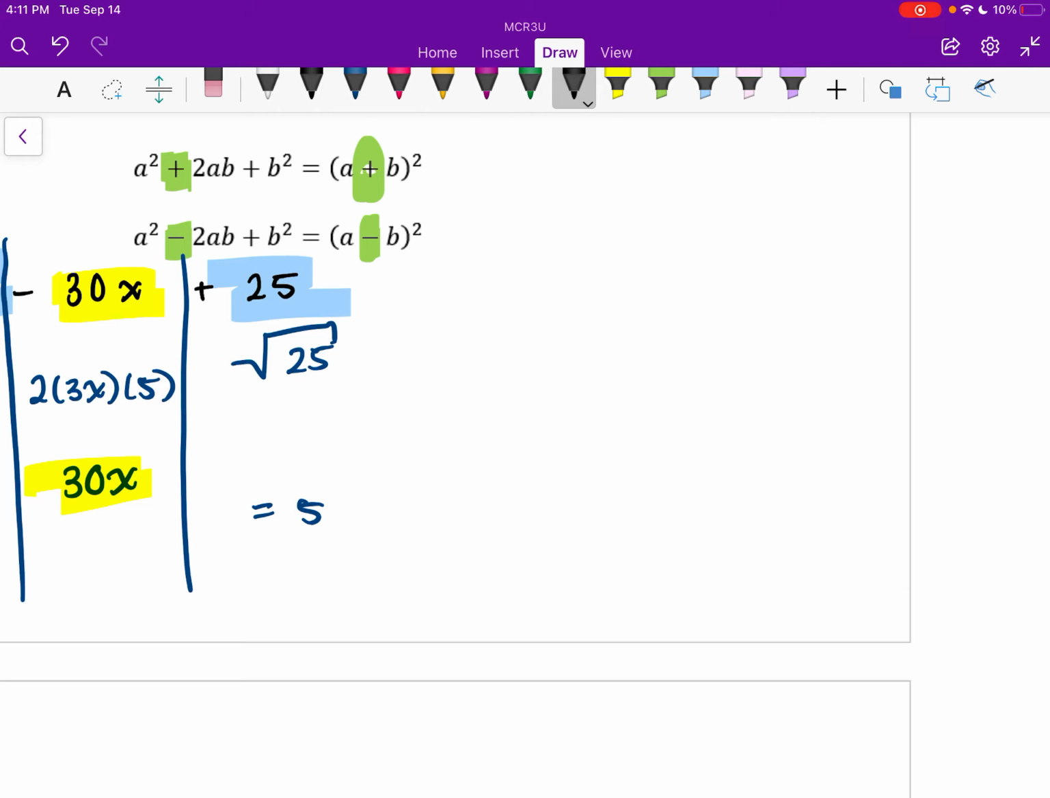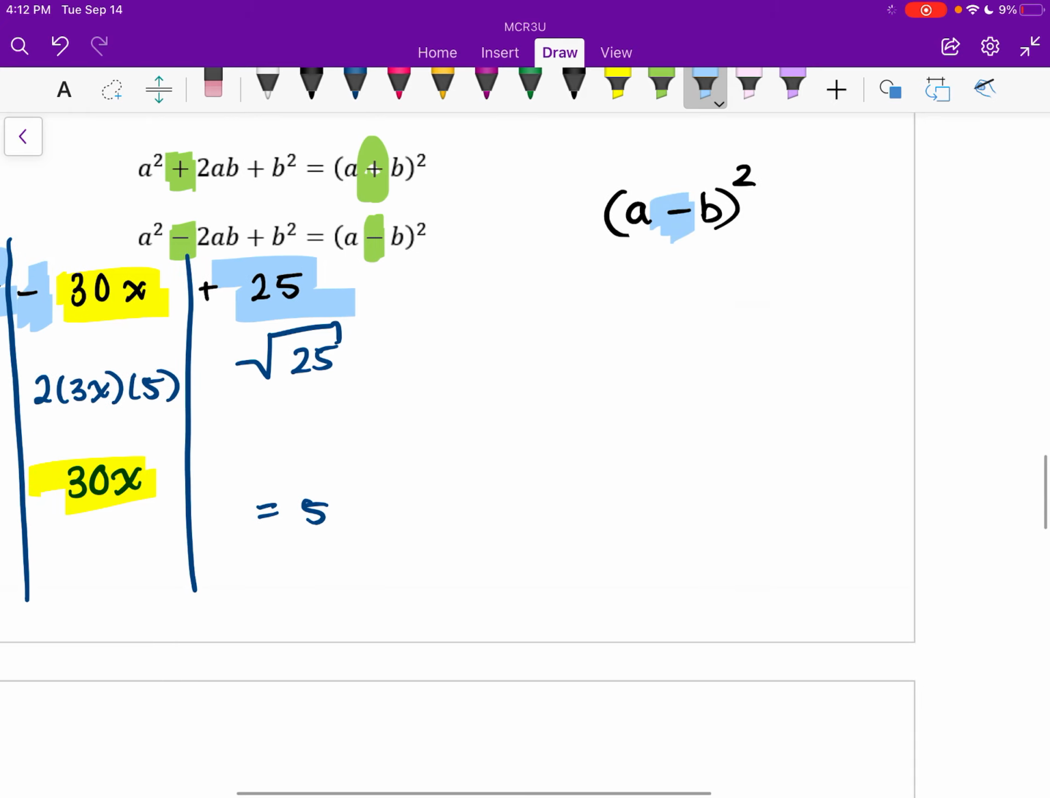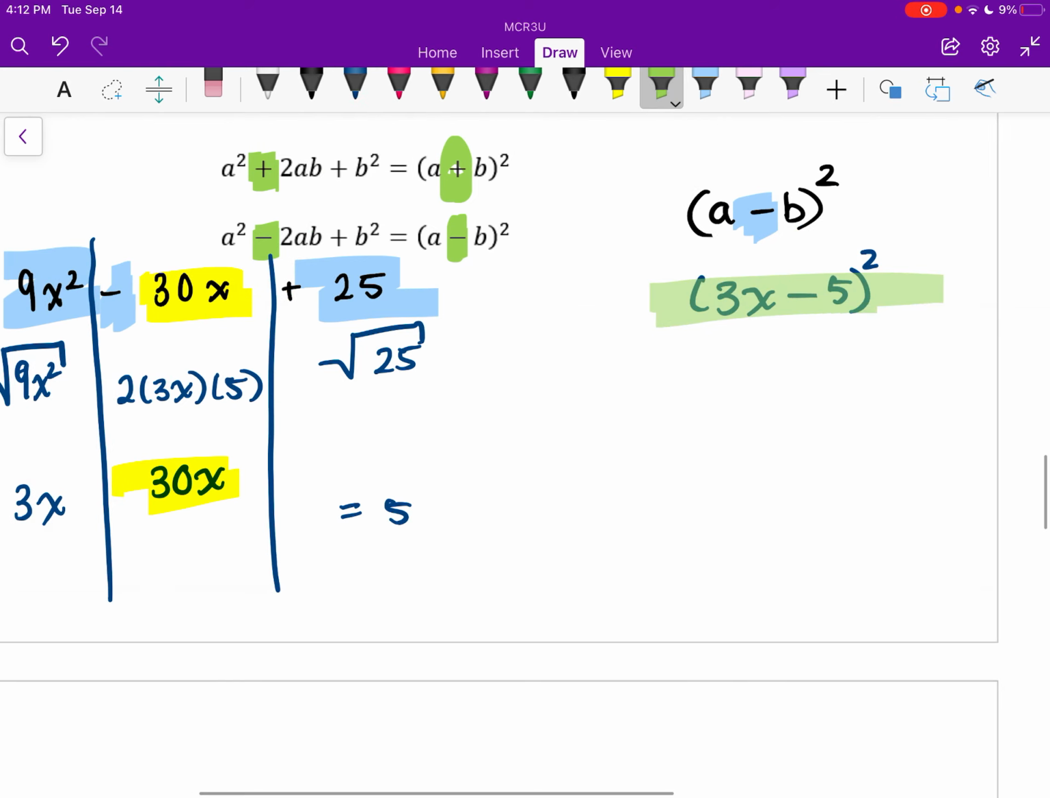So what it will look like is going to be a minus b squared. And the reason it's minus b is because this minus is coming from here. Right, so the a value I know is 3x. The b value I know is 5. I know there's a minus in the middle, and that's going to be my answer.